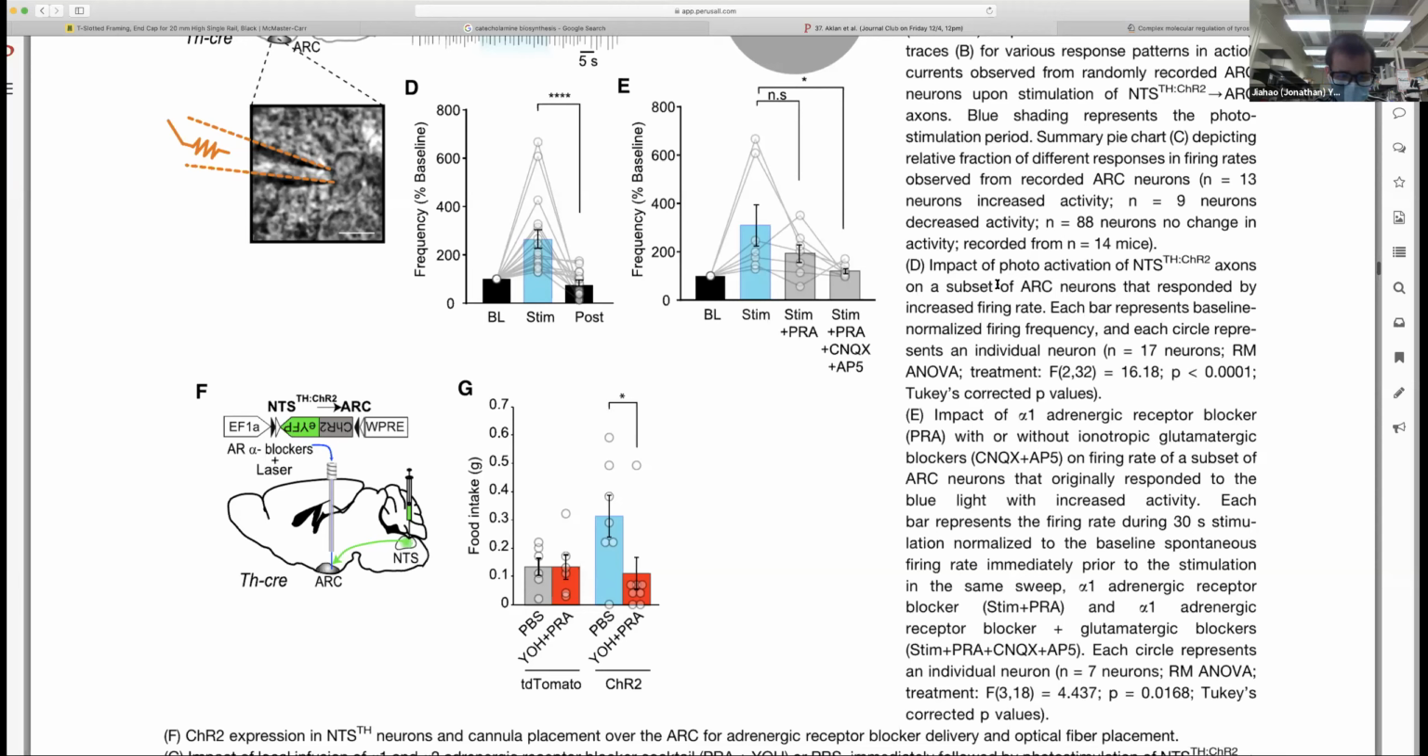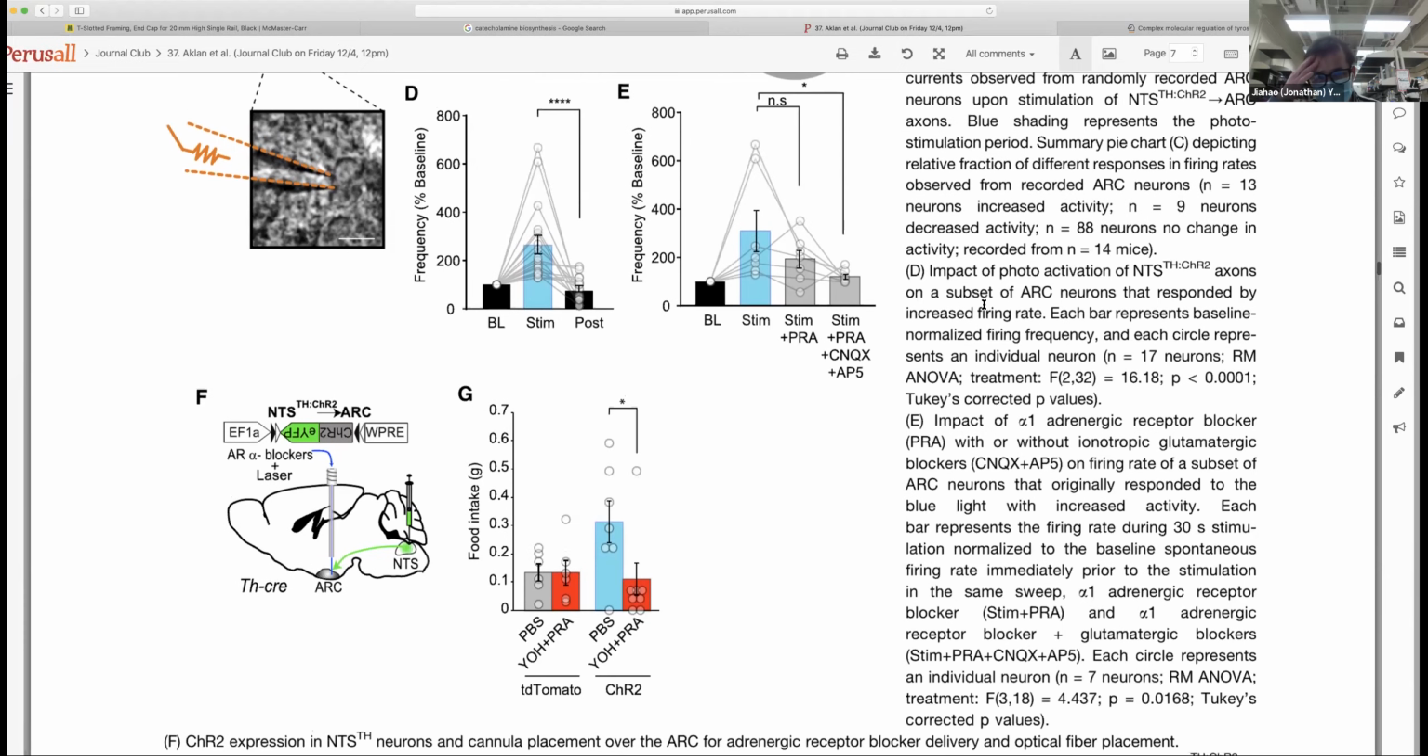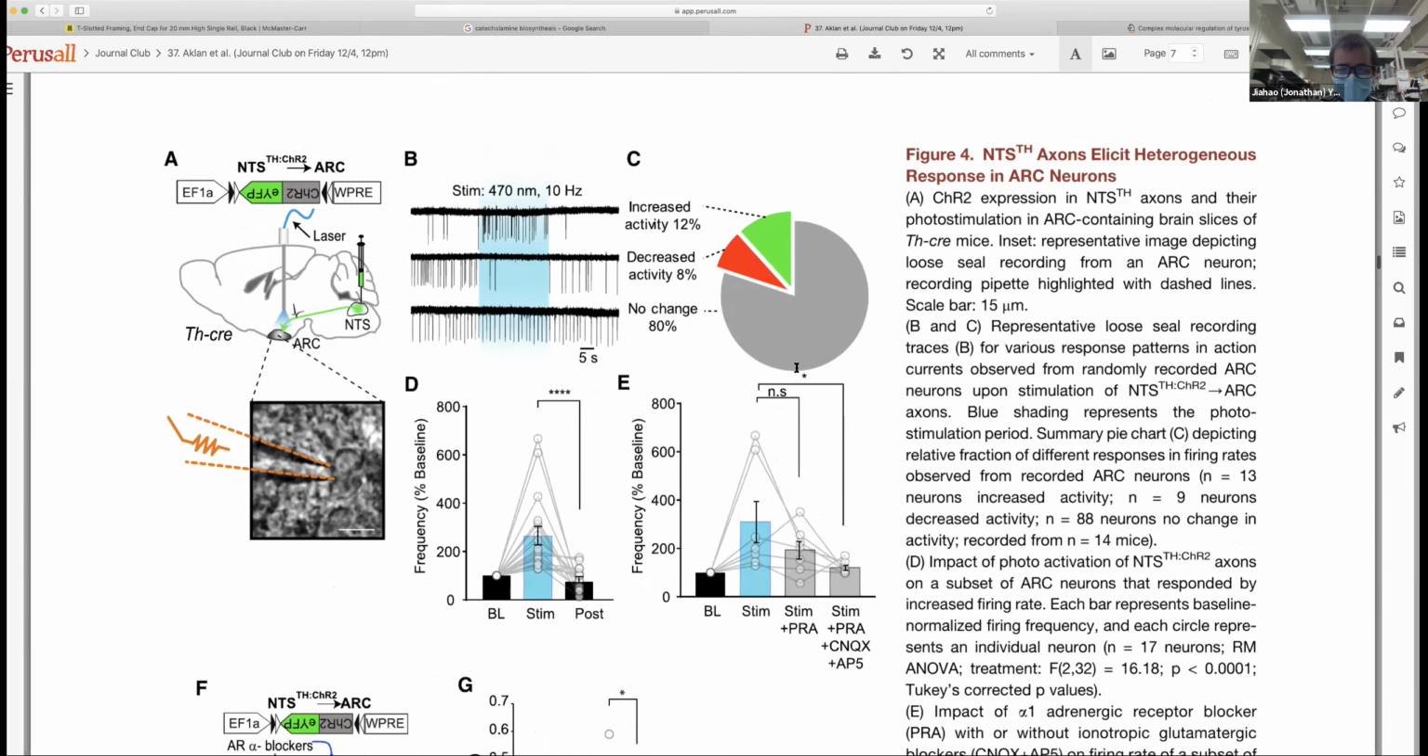So far it's good. So far it tells us that the NTS sends glutamatergic input to the ARC neurons, but interestingly, most of those inputs don't do anything to the ARC neurons because they didn't evoke any firing changes, summarized in figure C, I think.